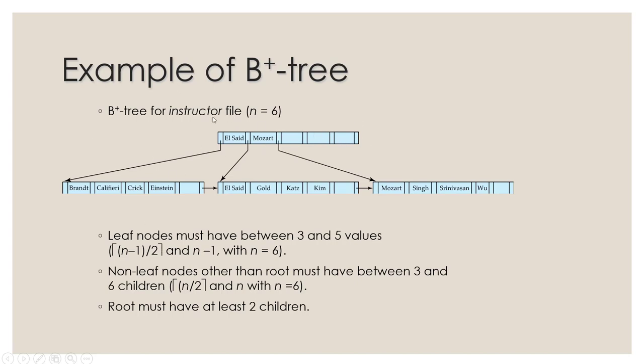Okay, and then the root has to have at least 2 children. That's one of the requirements, and it does. So the root has 1, 2, and 3 children.